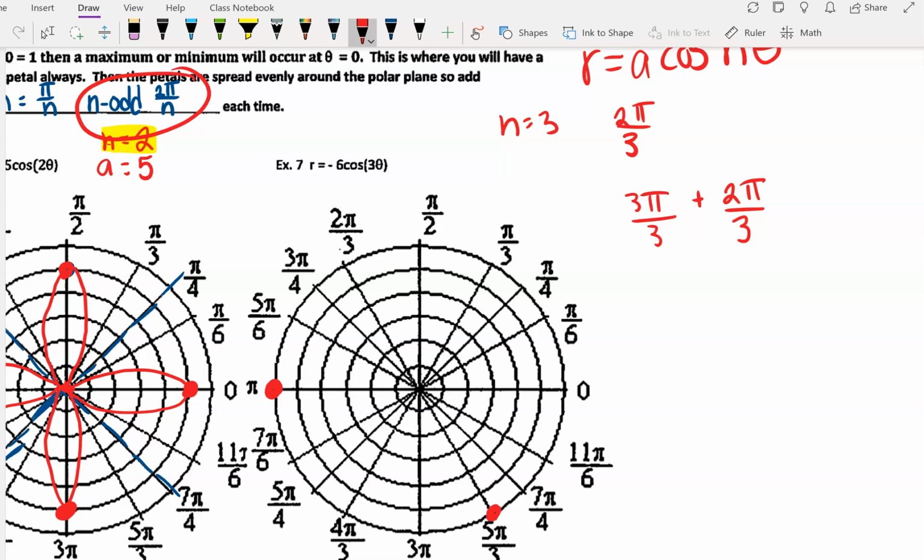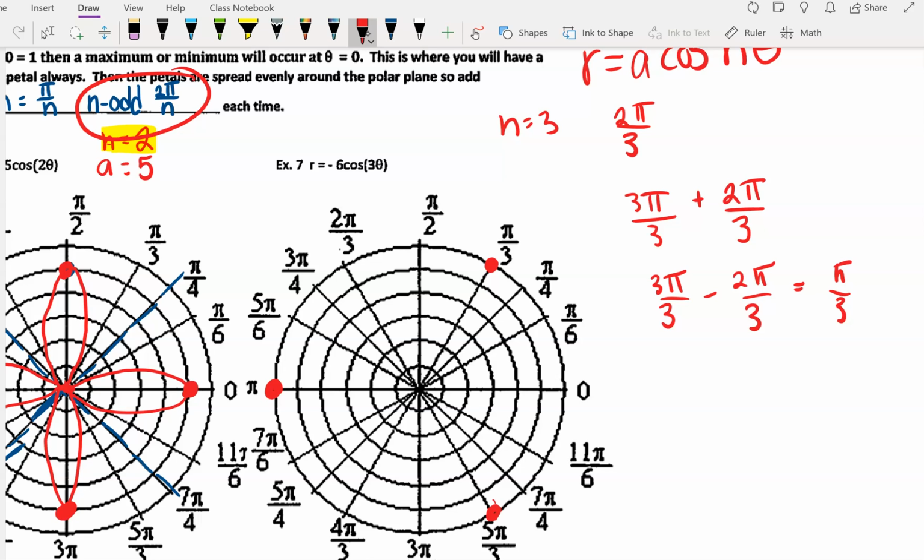So I need to add that same amount, or really I think it might be easiest to just subtract from pi to kind of go the other way around. So I'm going to do 3 pi over 3 minus 2 pi over 3, just to kind of figure out where it would be going the other direction, and that's going to leave me at pi over 3. So that's where the tip of my other petal would be, and you can probably tell those are equidistant from each other. So if I were to have gone the other direction, I would have ended up at the same point. So I only end up with 3 petals there, which is totally fine.